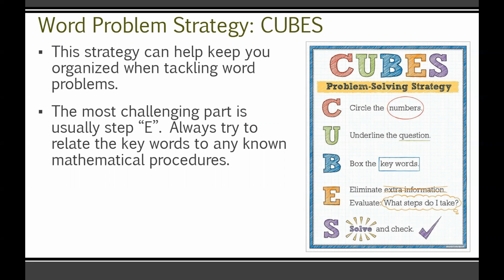E is eliminate extra information, but it's also evaluate. What steps do I take? When you look at the E step, this is usually the most challenging step. See what information is too much. Is there anything that you didn't really need to know that you can just cross out and eliminate? But the E step is also about figuring out what strategy I have to use, right? Or in other words, what procedure is going to connect. I highly advise you look at your keywords that you boxed, because your keywords are usually the ones that are going to indicate what your next step is going to be.